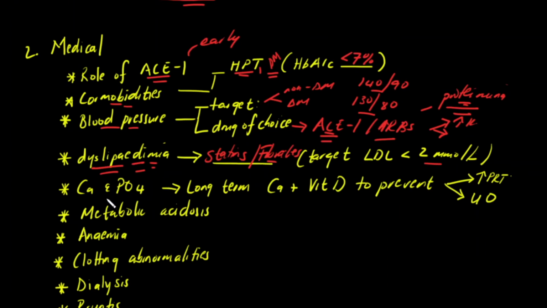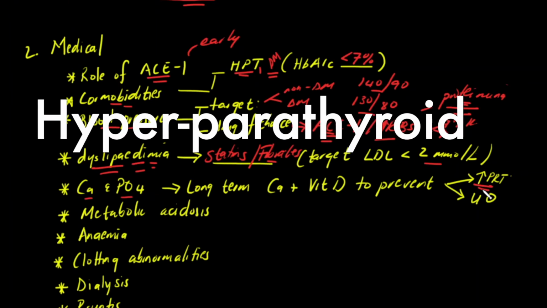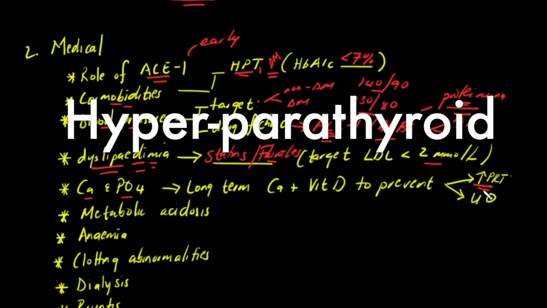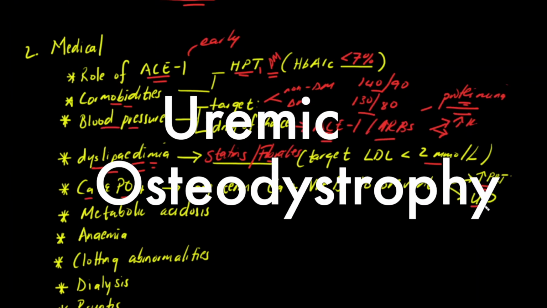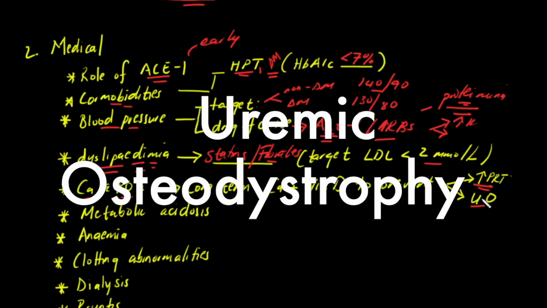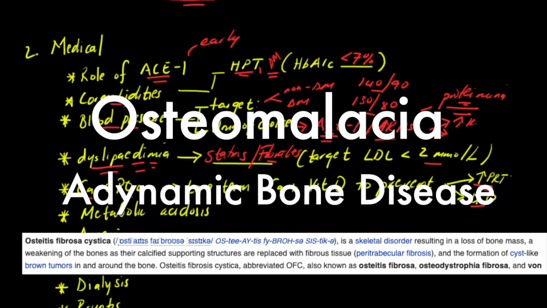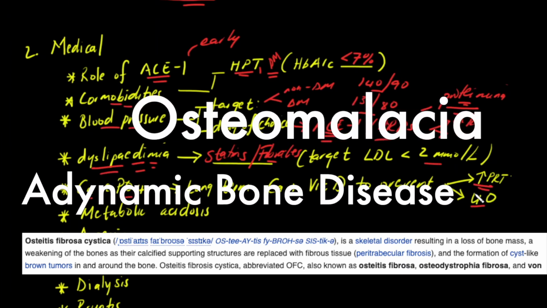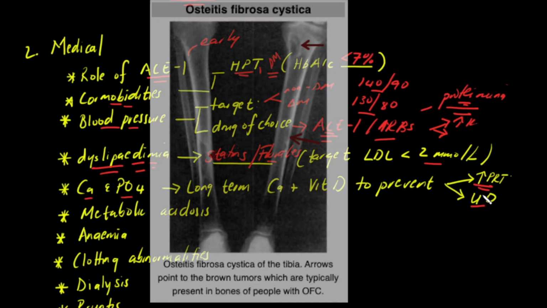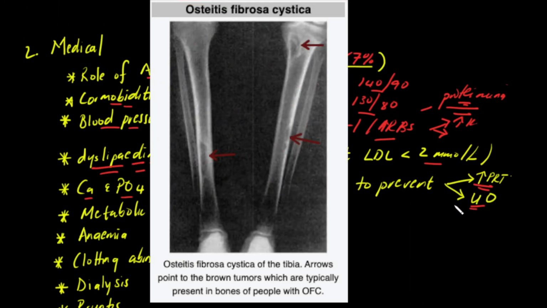Remember, these patients have hypocalcemia, they have hyperphosphatemia, and we have already highlighted all the problems that come with this. Remember, hyperparathyroidism is increased, and that will essentially cause what you call uremic osteodystrophy. These are your bone problems: osteitis fibrosa, osteomalacia, adynamic bone disease, all those, and you want to prevent that. You do not want hyperparathyroidism.